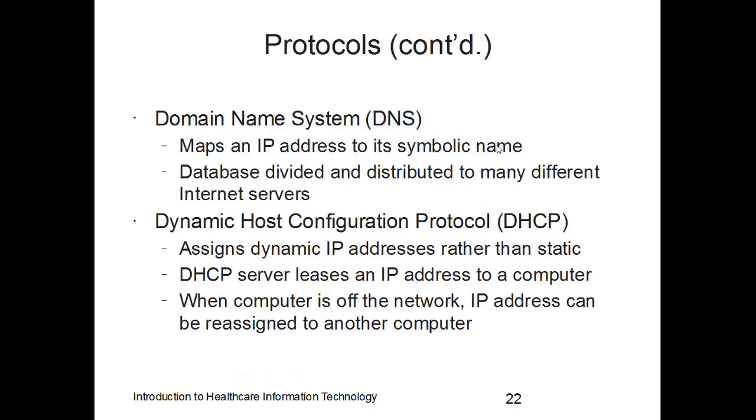DNS, Domain Name System. This maps an IP address to its symbolic name, and the database is divided and distributed to many different internet servers. You also have DHCP, or Dynamic Host Configuration Protocol, and this assigns a dynamic IP address rather than a static one. So the DHCP server leases an IP address to a computer, but when that computer is off of that network, the IP address can be reassigned to another device.